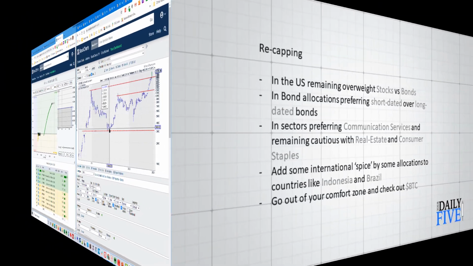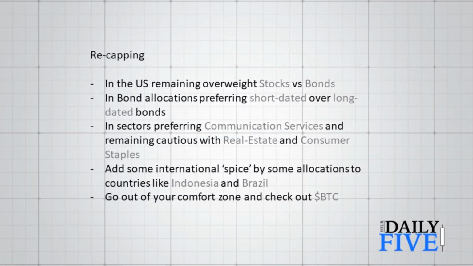With that, I want to recap that all of this means that in the US, I prefer remaining overweight stocks versus bonds. In the bond allocations, I'm preferring shorter dated over longer dated bonds. In US sectors, I'm looking at communication services to outperform while remaining cautious with real estate and consumer staples. If you want to add some international spice to your portfolio, you can allocate to countries like Indonesia and Brazil. And if you really want to go out of your comfort zone, check out the chart of Bitcoin and see for yourself.